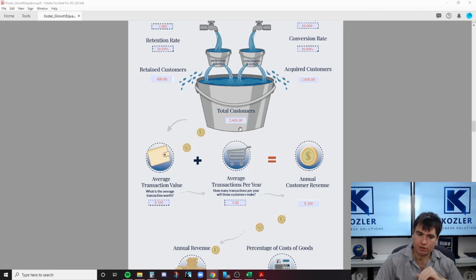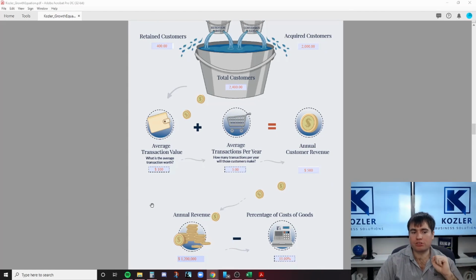So out of these 2,400 customers, this business has a $100 transaction value. So every time a person comes in to purchase in their store, on average, it's going to be $100. Now, sometimes it'll be $50, sometimes it'll be $500, but on average, for this business, it's $100. And then you want to look at how many transactions on average a customer does with you per year. So for this business, it's 5. So let's say 5 months out of the year, a person comes into this business and purchases something for an average of $100, which makes your average annual customer revenue $500. So on average, every customer you have is going to spend $500 with you a year.